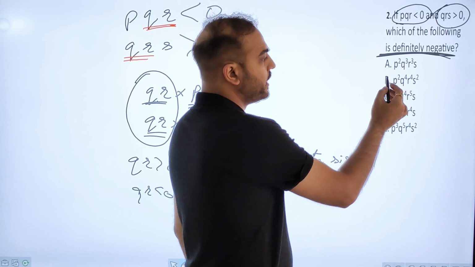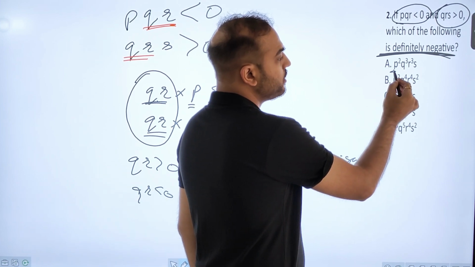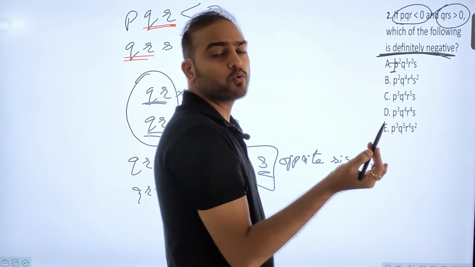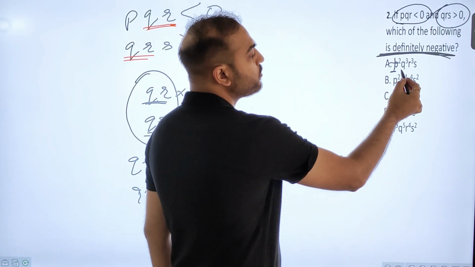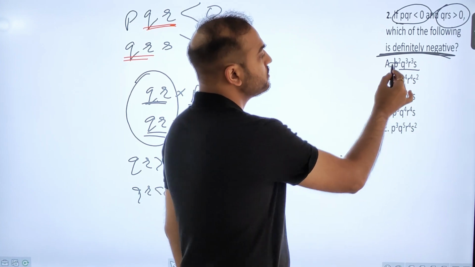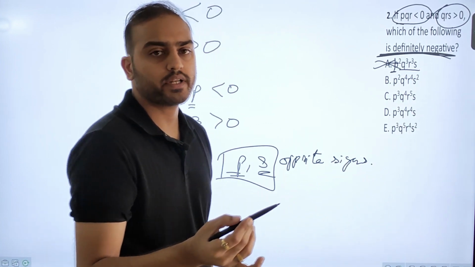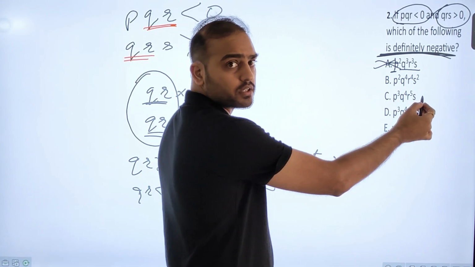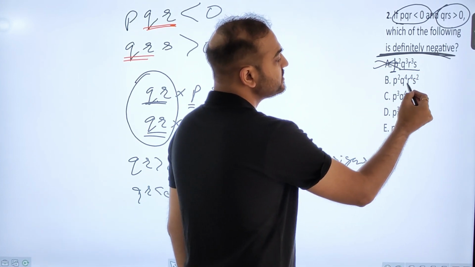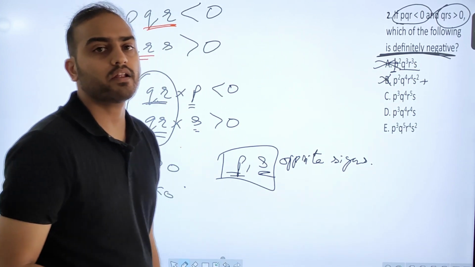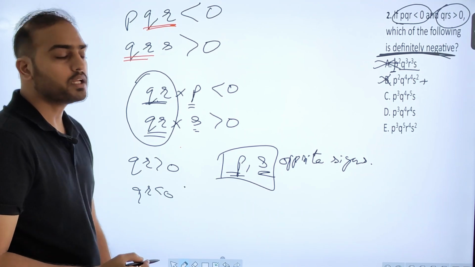If you look at option A, it is P squared. P squared I know is positive. But what about QRS? I don't know anything. So I can't say what option A will be. Similarly, if you look at option B, all the powers are even. All the powers being even means this is definitely positive. But the question wants a definite negative, so it cannot be option B.